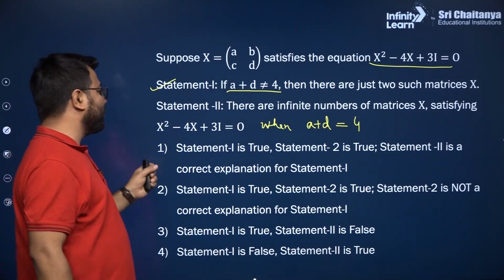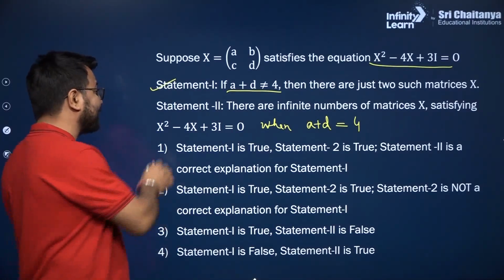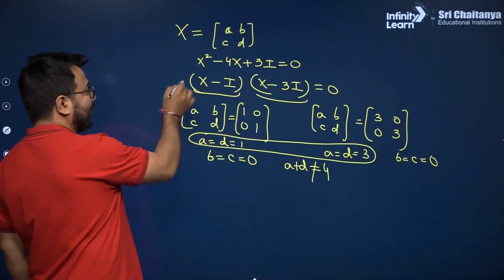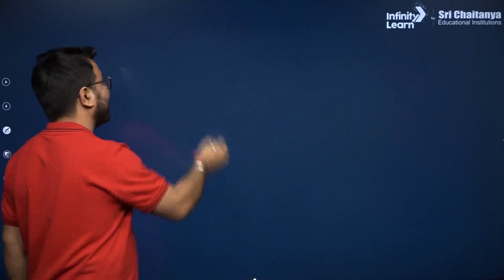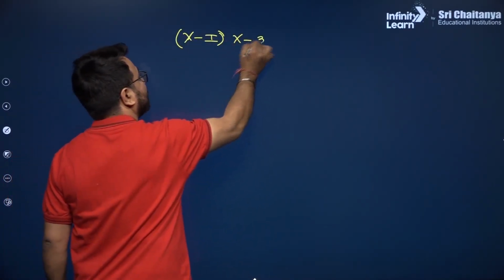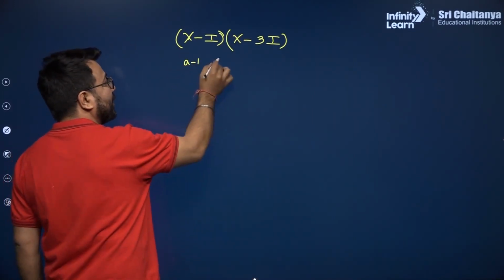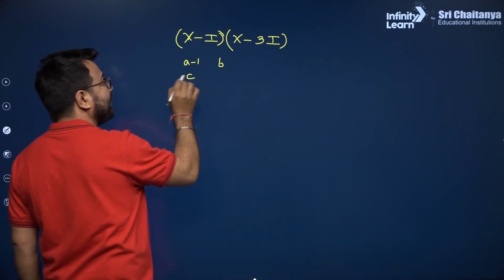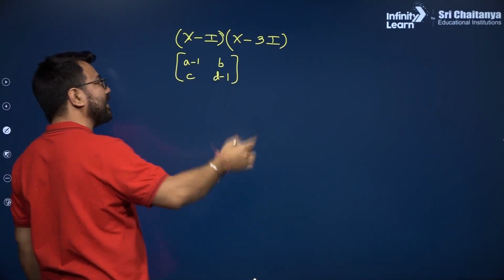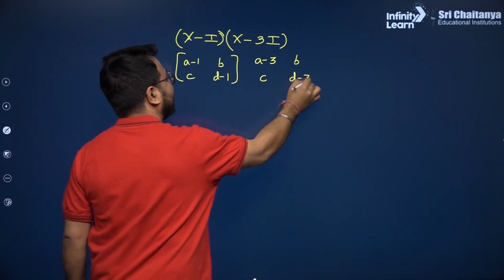Now let us move ahead to statement number 2. There are infinite numbers of matrix X satisfying this particular expression. So here we can observe if I start with x minus I, x minus 3i, please observe this product. Matrix x minus I will be A minus 1, then B, then C as it is, and then D minus 1. Then I am writing x minus 3i, so it will be A minus 3, then B itself, then C, and then D minus 3.